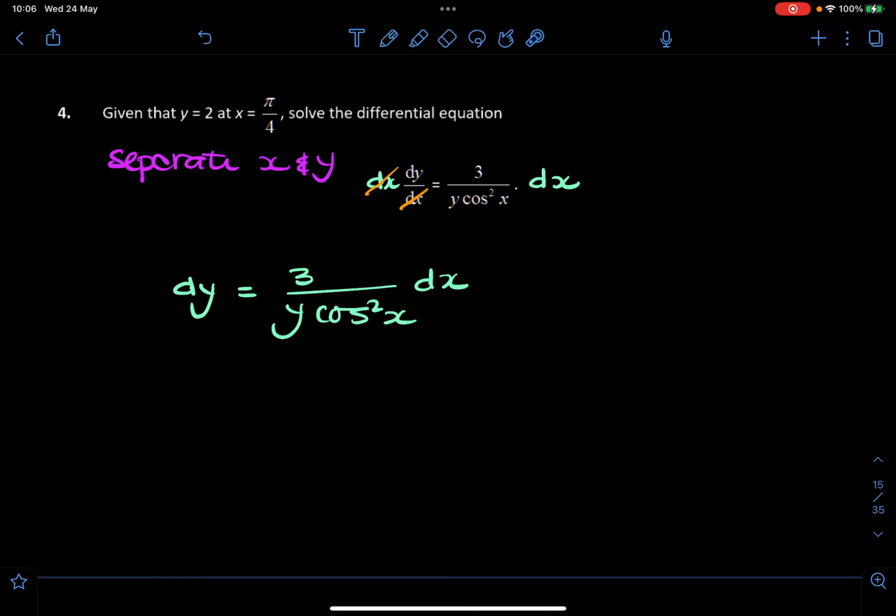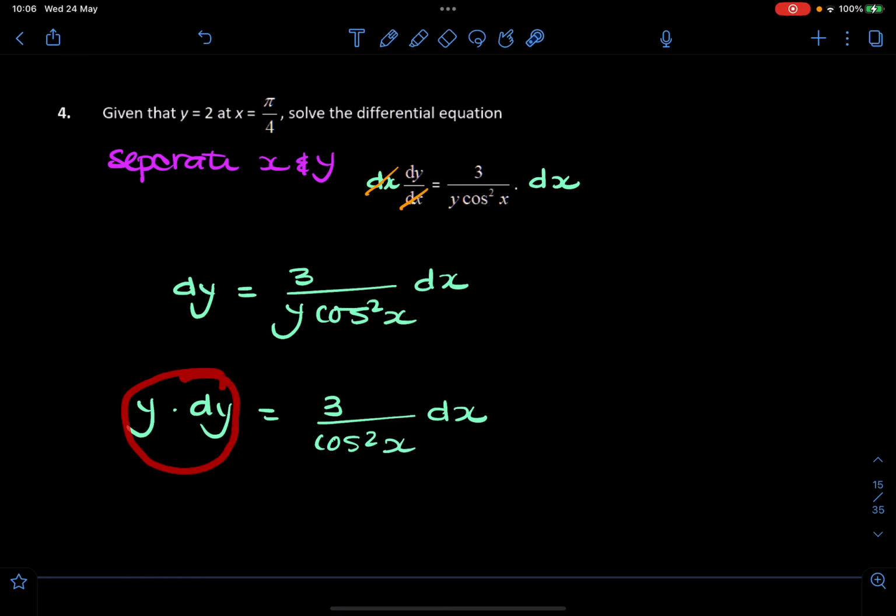So we've almost separated the variables. We've got the x with the dx, but we need to bring the y to the other side, and we can achieve that by multiplying both sides by y, because if you multiply by y, that cancels out. So let's rewrite it as y dy equals 3 over cosine squared x dx. Now we've got the y alongside the dy, we've got the x alongside dx, so we're ready to integrate.